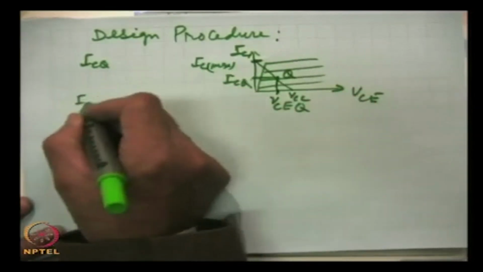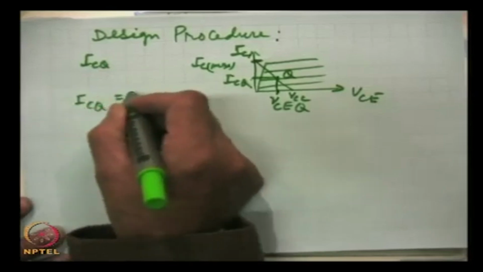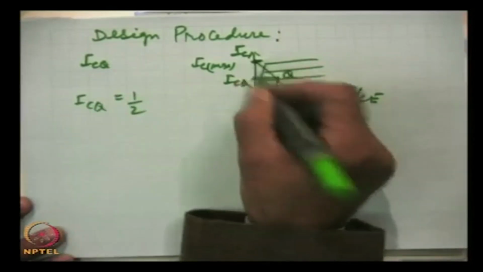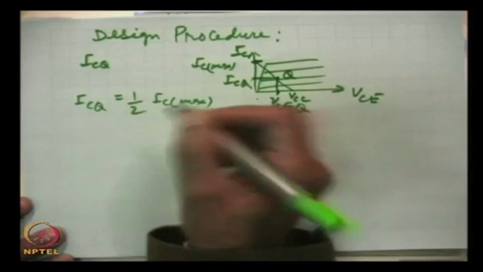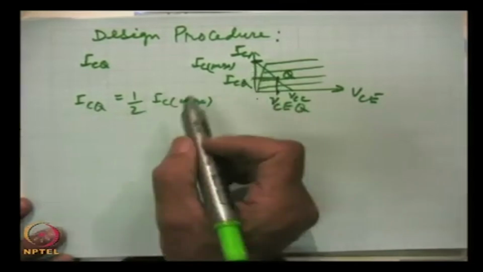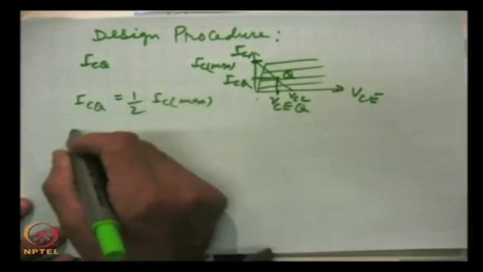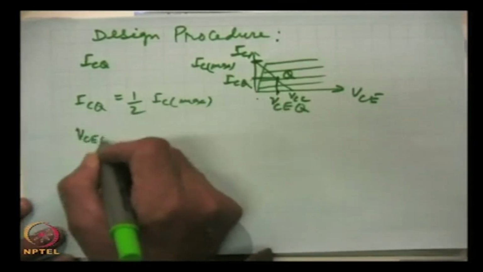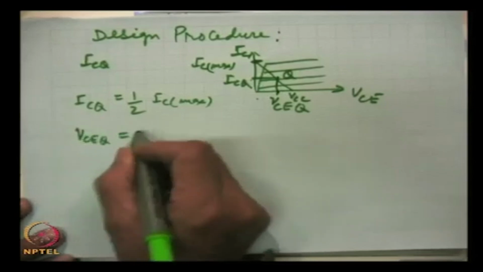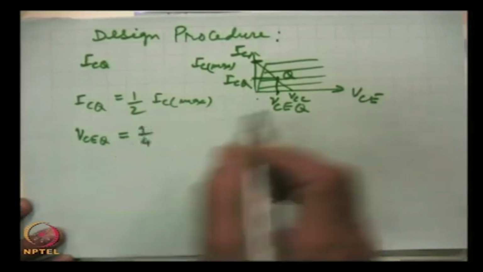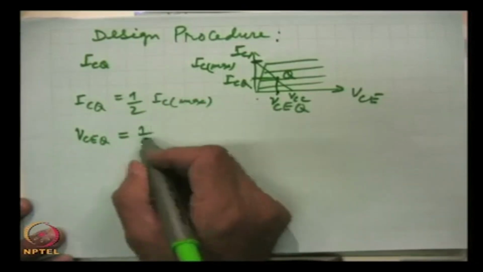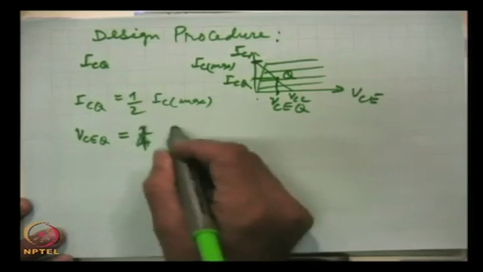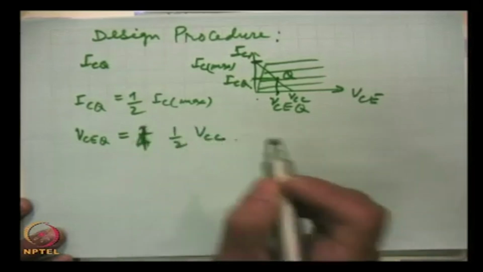So, it is safe to take ICQ to be equal to half of this IC max. So, this point is known, and VCEQ can be taken as half of VCC.